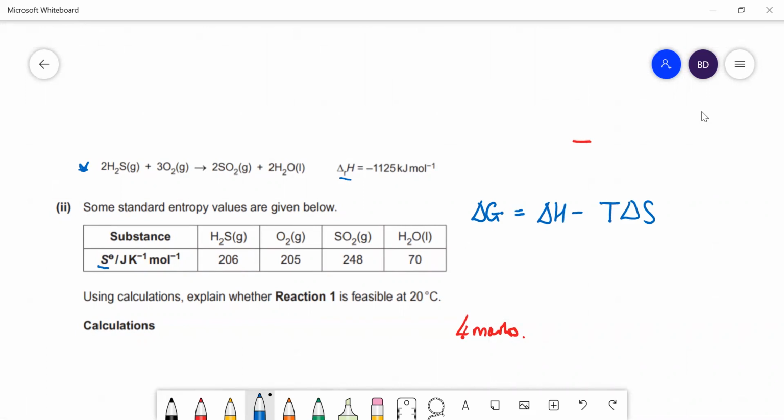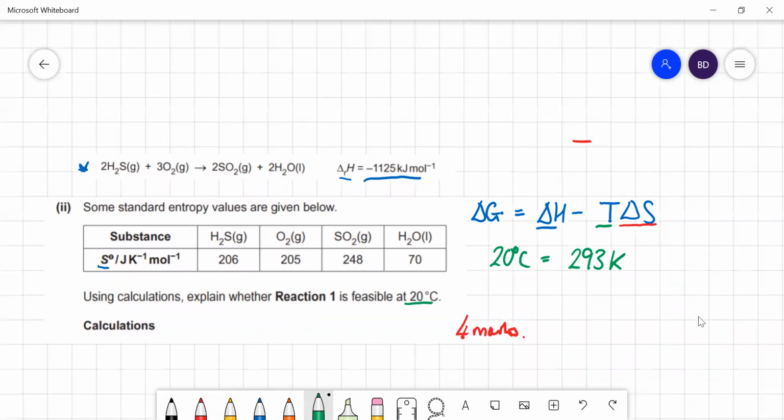Okay, so we know this value here, delta H, they give us there. But first of all, before we can work out delta G, we need to work out the entropy change, delta S. And let's just work out the absolute temperature there. Well, it's 20 degrees C. So 20 degrees C, add 273, is 293 Kelvin. That's the value of temperature that we're going to use there. Let's work out the entropy delta S then.